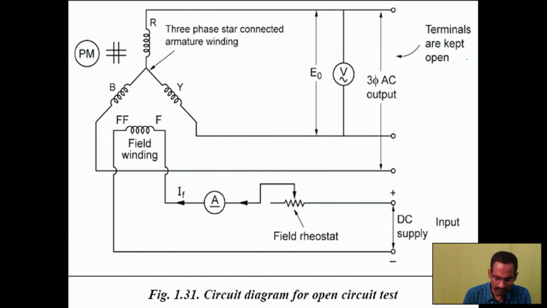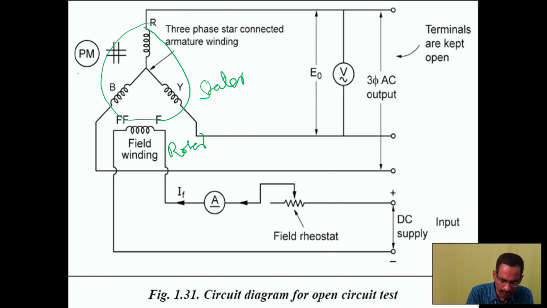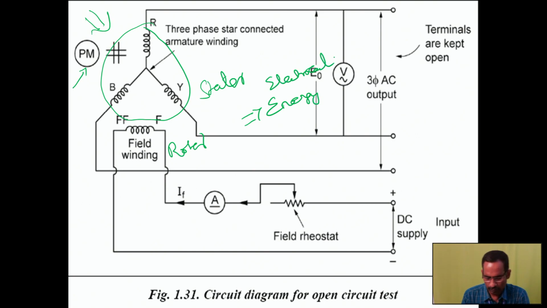Yes, here it is our alternator's stator part. It is our rotor part. It is the prime mover. So by using the prime mover, we are giving the mechanical energy to the alternator. The alternator delivers the electrical power or electrical energy. Here the output of the alternator is kept at open. The terminals are kept at open.